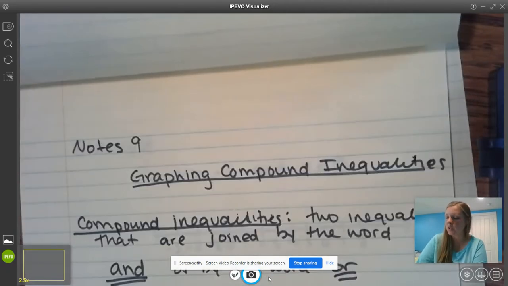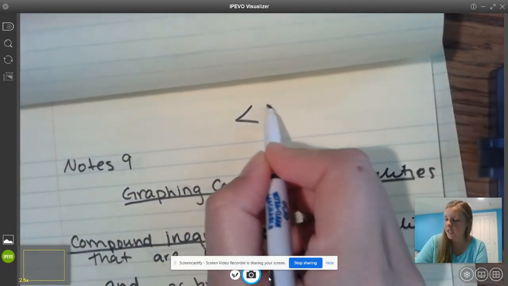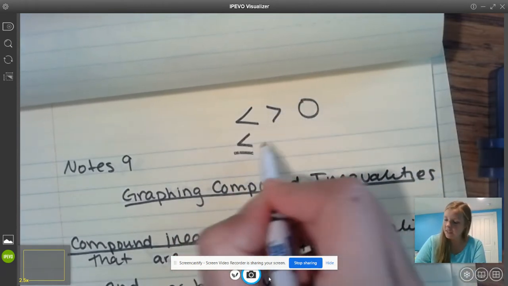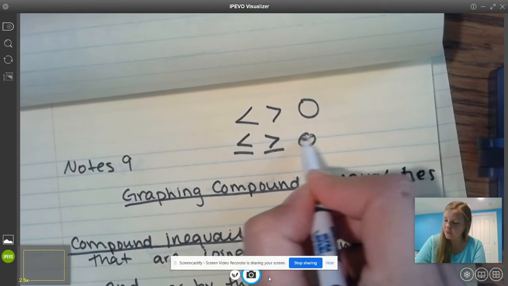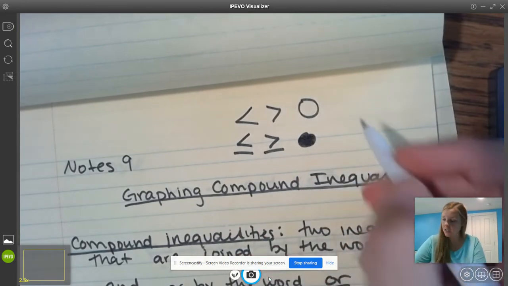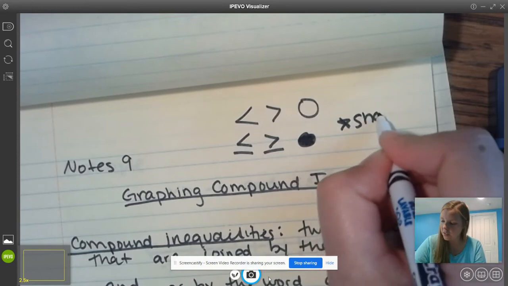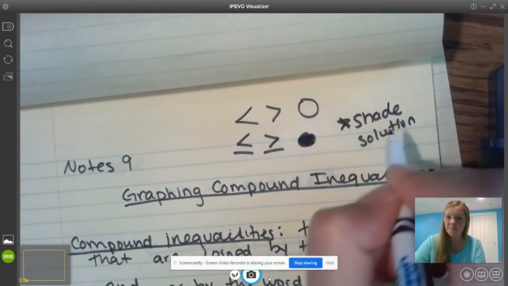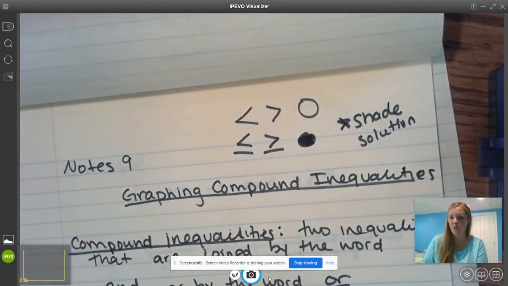We remembered that if it was less than or greater than, it was an open circle. If it was less than or equal to or greater than or equal to, we use a closed circle, and then we shade solutions, which means we shade numbers that make the inequality true.